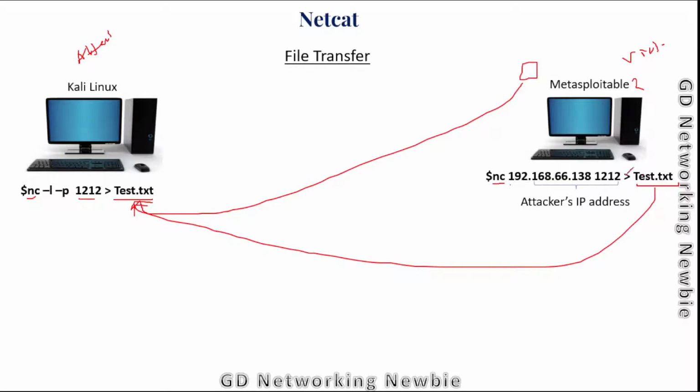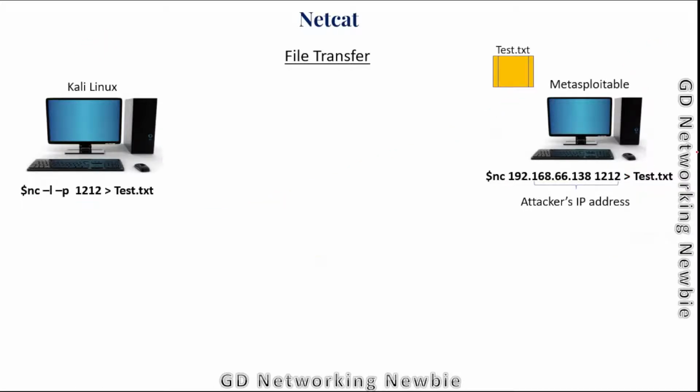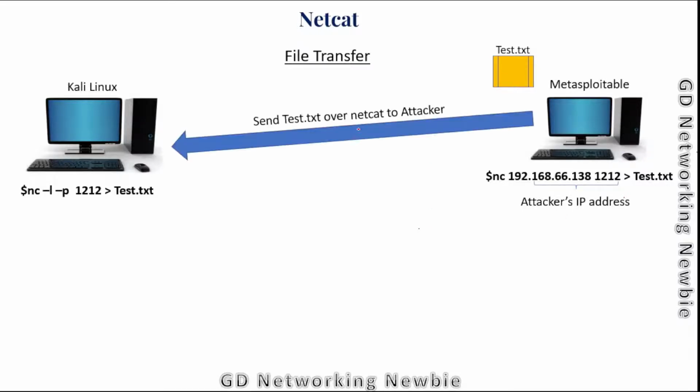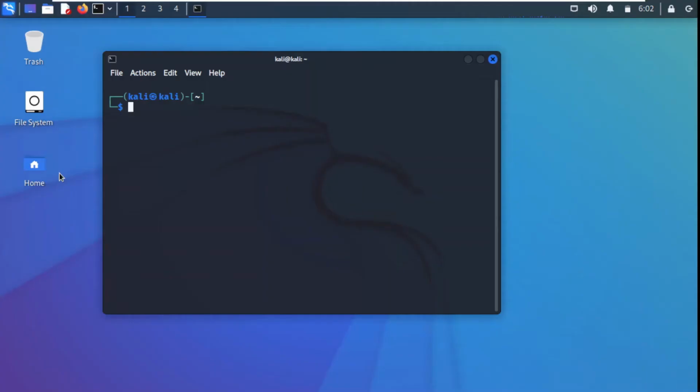Here this is the sign we will be using. So with this, the text file will be sent over. This will send test.txt over netcat to the attacker. So this is the file which will be moving, which we are sending to the attacker.